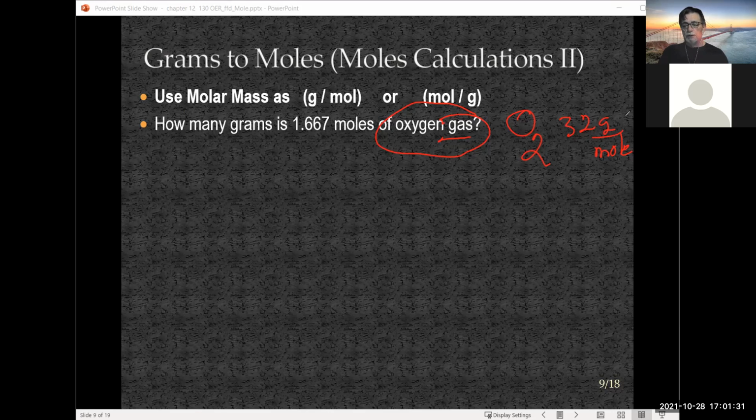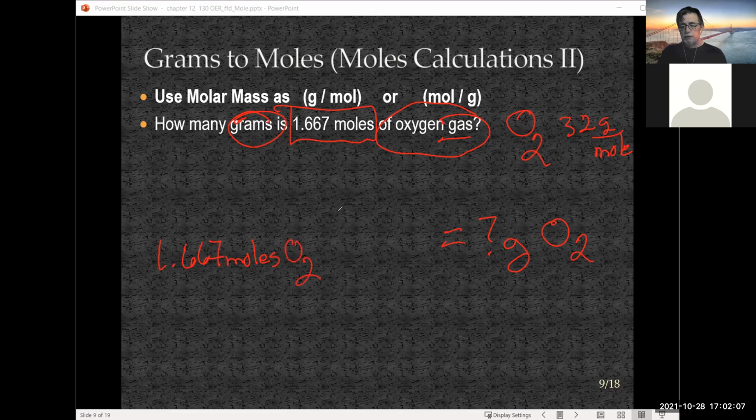Okay. All right. So they're asking you how many grams. So that tells you already you're looking for grams. How many grams is 1.667 moles of oxygen? So they want you to get to grams of oxygen. Then we write down what we're given. We're given 1.667 moles of oxygen.